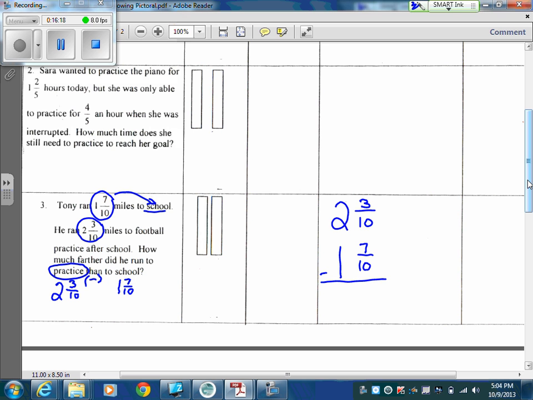Check first. Denominator, is it the same? Yes. Numerator, subtract 3 minus 7. Well, I can't subtract 3 minus 7. So I need to borrow. I'm going to borrow from the 2 because I need that 3 to get bigger. The 2 is going to turn into a 1.